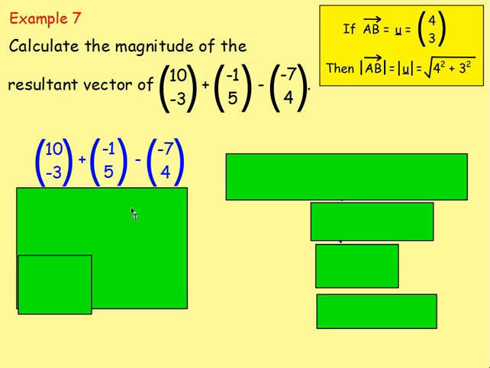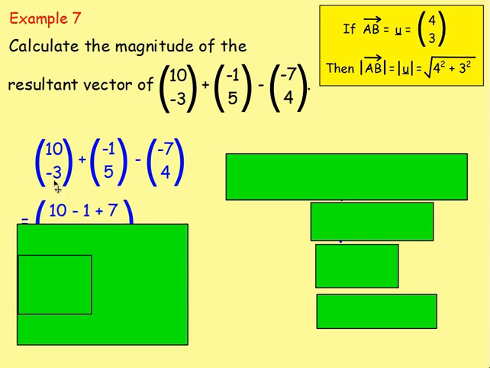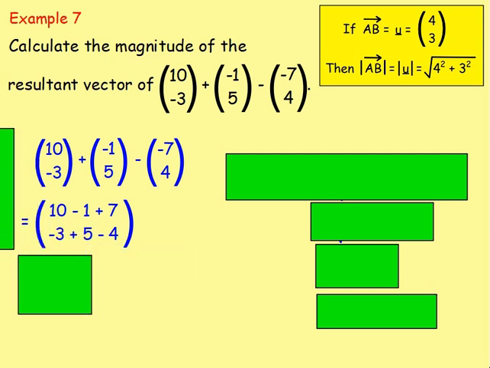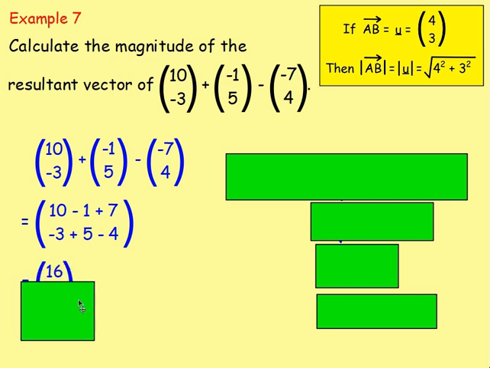Really, we're just going to work out what that would be. So we would do the 10 add negative 1, take away negative 7. And then we do the negative 3 add 5, take away 4. If you work that out, what would you have at the top? Go on, Xander. Yeah, you would end up with 16. And Giles at the bottom. Brilliant. You'd end up with negative 2.